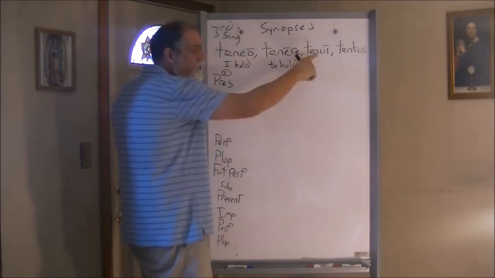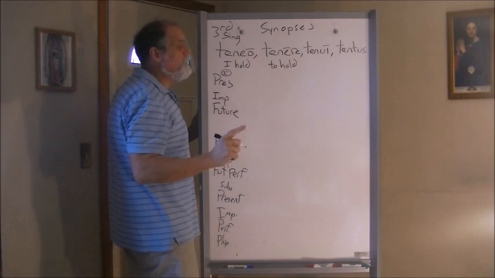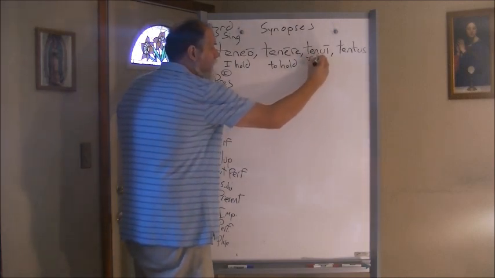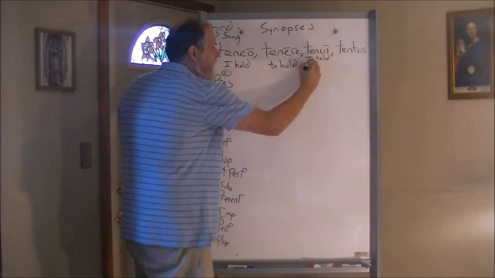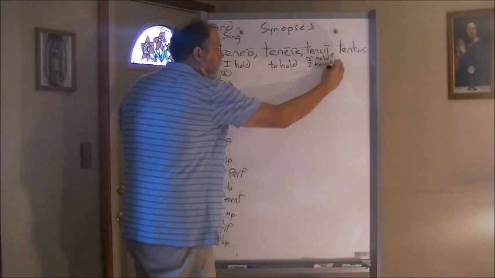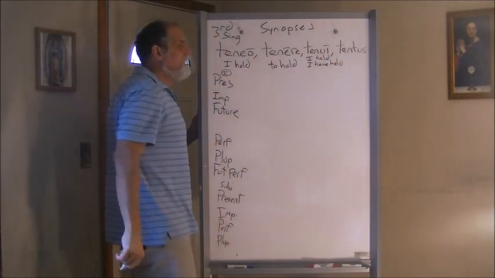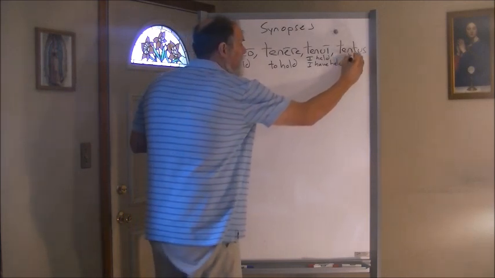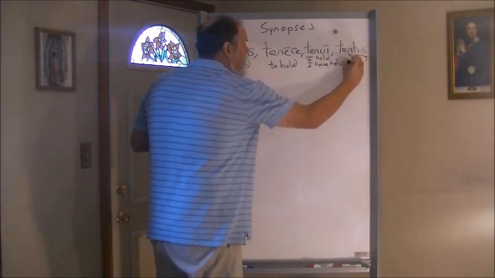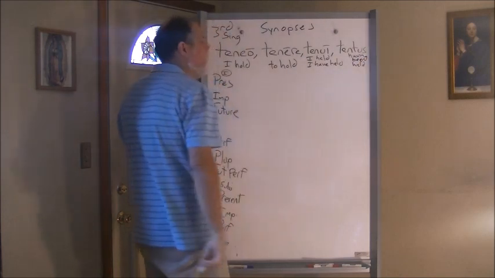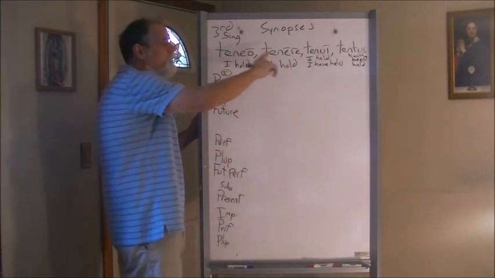Tenui is the third person singular perfect indicative active, and that could mean I held or I have held. And tentus is the perfect passive participle and should be translated having been held. All right, so those are your translations. Always fill in those boxes.